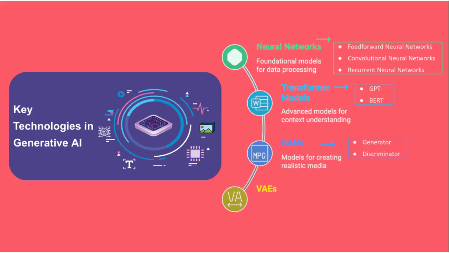4. Variational autoencoders, VAEs. Unlike GANs, VAEs focus on understanding data structures to generate diverse and creative outputs. They are used for music composition, artistic image creation, and modifying visual content, such as altering a person's appearance.